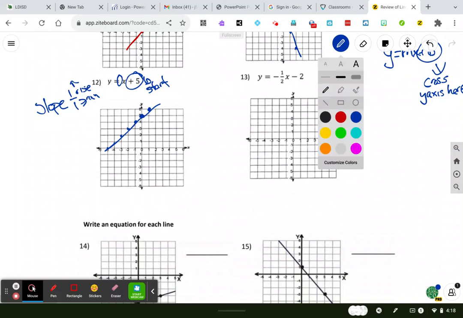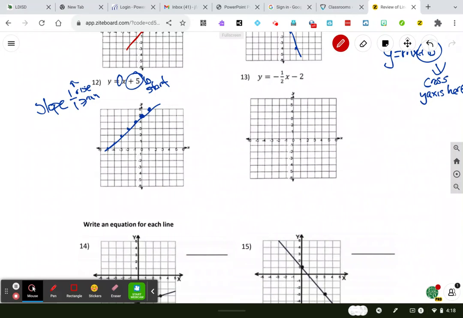All right, number 13. Number 13 is going to be negative, so my slope is going to go that direction. So let's look at what the slope is. Slope is going to be sink and swim because it's negative. So I'm going to go down by negative 1 and over by 2. Then I'm going to start here. That's my b. So let's go find negative 2 on the y-axis. Here it is.